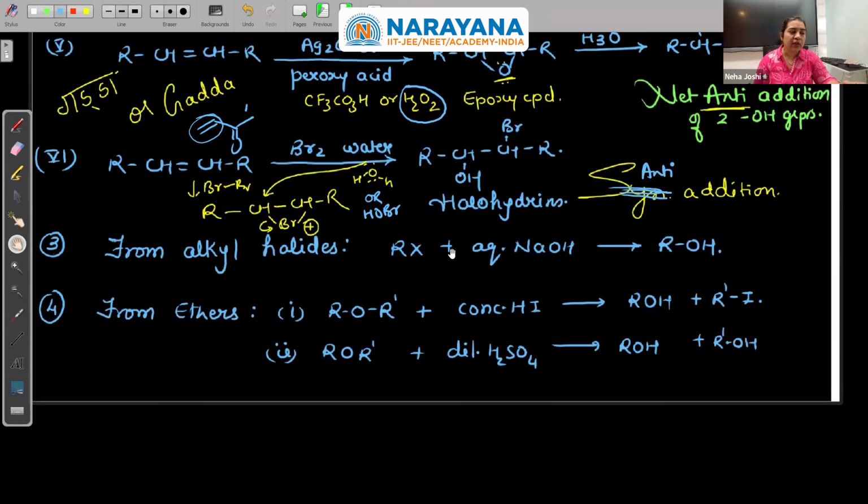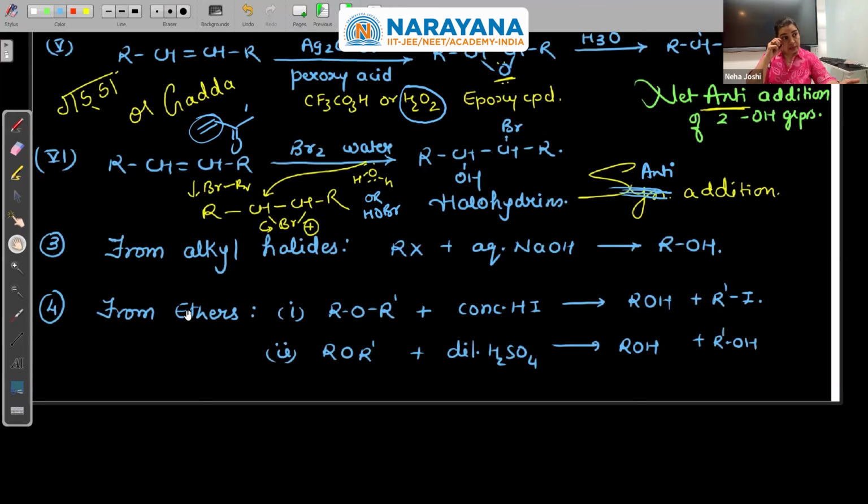From alkyl halides, alkyl halide plus aqueous NaOH will give alcohol. Again, last week only we did SN1, SN2, aqueous KOH. So if it is 1 degree or 2 degree, the reaction is SN2. If it is 3 degree, then it is SN1. Those types of things we are saying, that it is formation of alcohol.